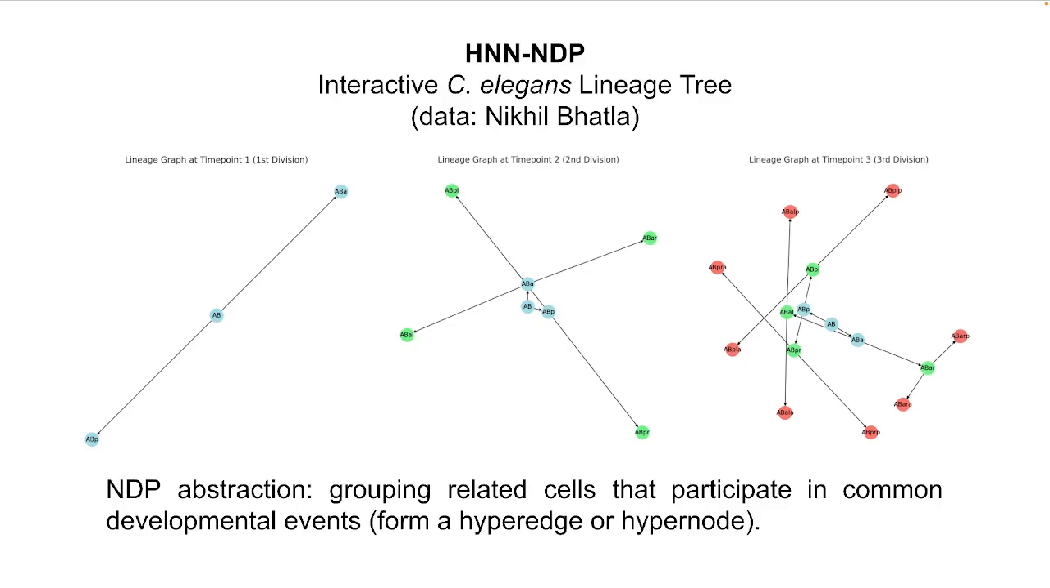So they could be in the same sublineage. They could have the same function. They could all become muscle cells at their terminal differentiation stage, and so forth. So we use the hypernode methodology, then we use this neural developmental program to group cells into their natural container, which is some developmental event. Sometimes that developmental event is obvious, and sometimes it's not so obvious.